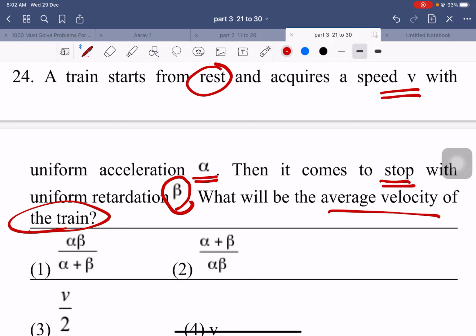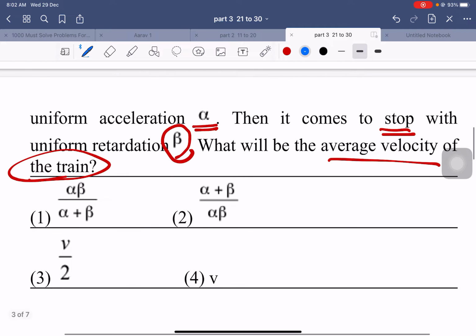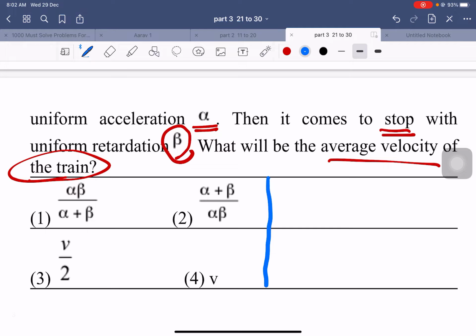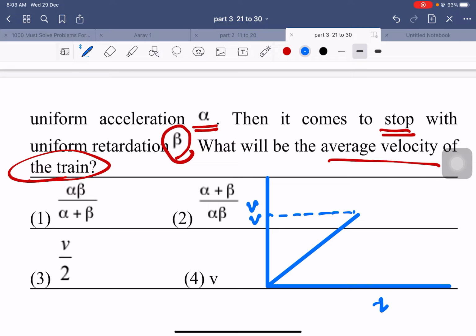So how can we draw the corresponding graph here? We'll draw a VT graph. The train starts from rest, acquires some speed v. So this is the maximum speed v. And then retards to rest. Acceleration will be alpha, retardation will be equal to beta. Now for this area, we have to find out the average velocity.